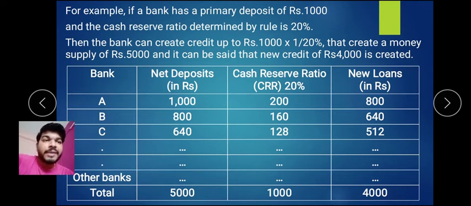You have to maintain a minimum balance. Okay, if you have deposited 1000, 20% that is CRR will be taken by the bank, and the 800 which is left is given as a loan, and this continues on and on.